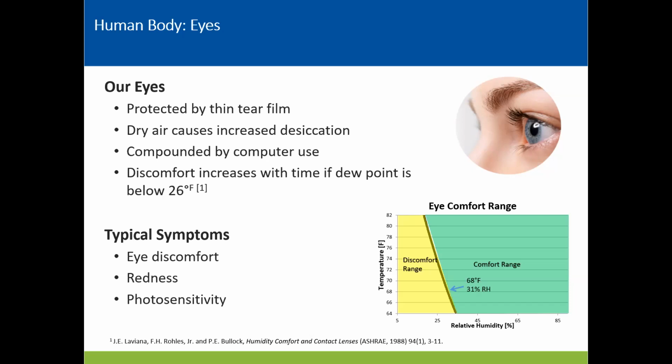There was some research done back in the 1980s that was able to generate a chart showing that really anything below about 31% relative humidity at 68 degrees is going to start causing eye discomfort. They were able to plot a chart correlating temperature with minimum relative humidity for eye health. Typical symptoms of dry eyes include discomfort, redness, and photosensitivity, where it becomes kind of painful to either stare at your screen or look at the lights.